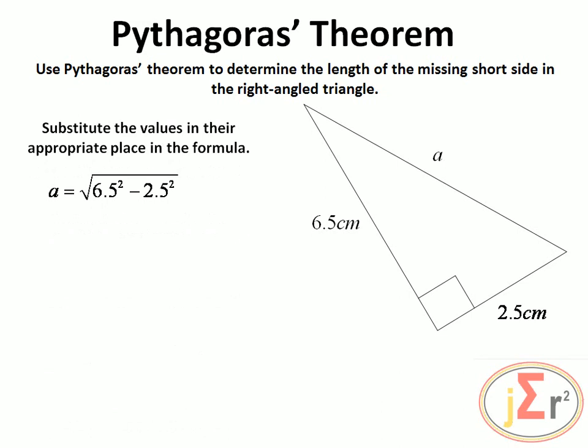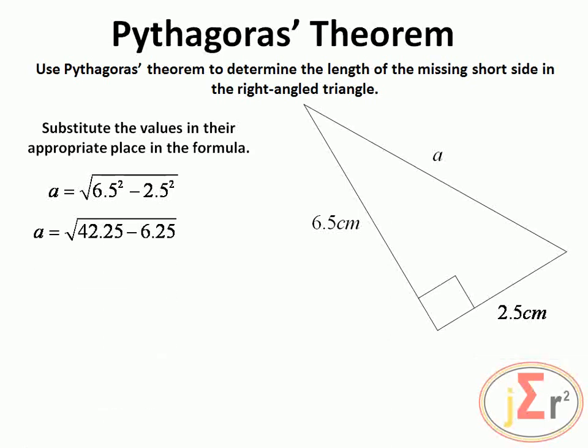It does matter in this case which one goes first, because the longest side of the triangle, which is 6.5, will go first. And the shorter side must go next, because if we have this reversed, we are going to have a small subtract a big, and that is going to give negative. And of course, the square root of a negative number does not exist.